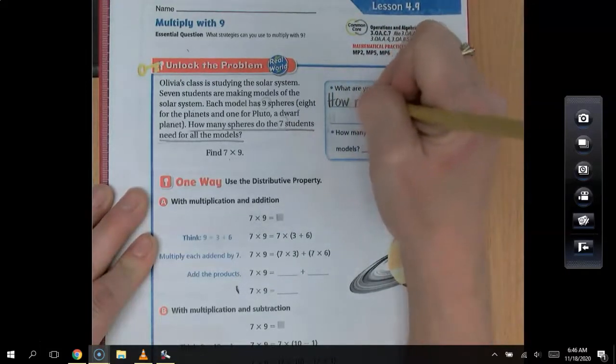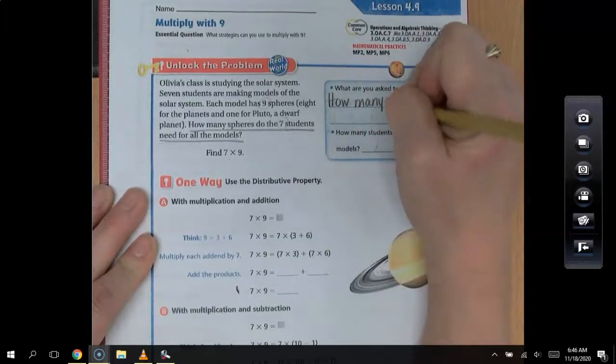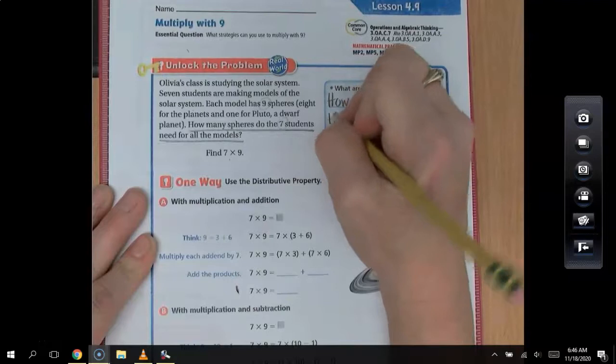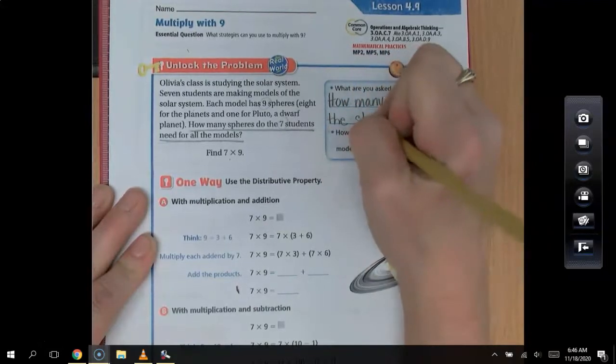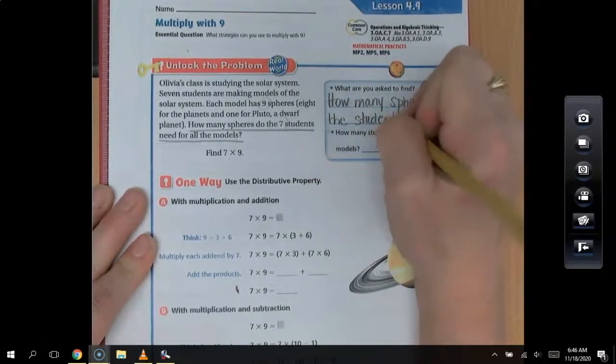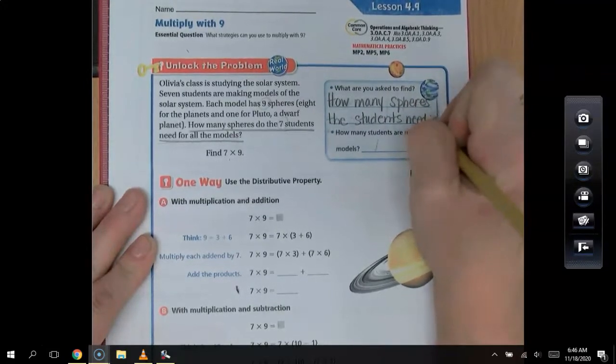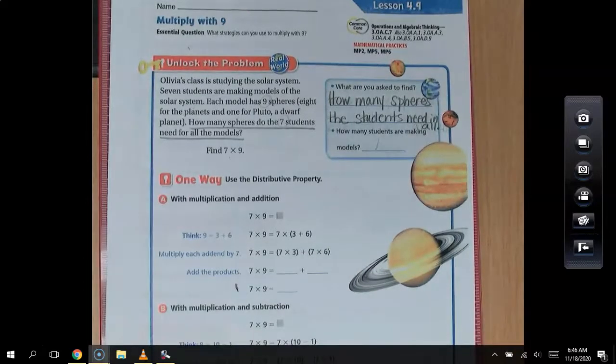So how many spheres the students need in all? So go ahead and write that. How many spheres the students need in all? That's what we need to figure out.